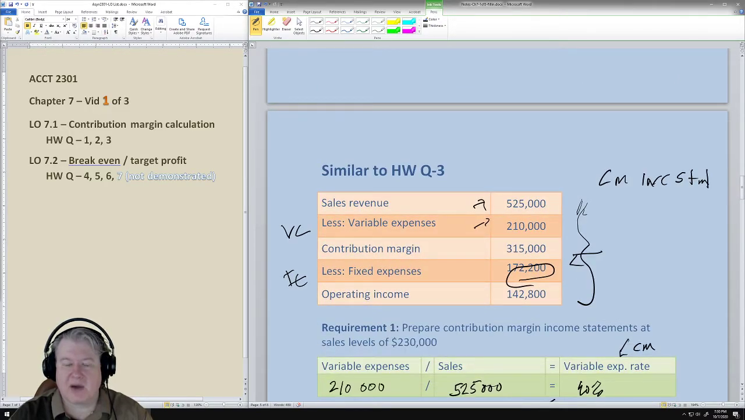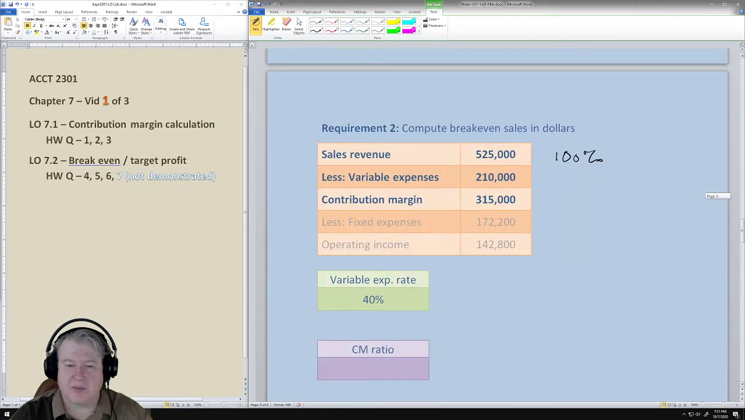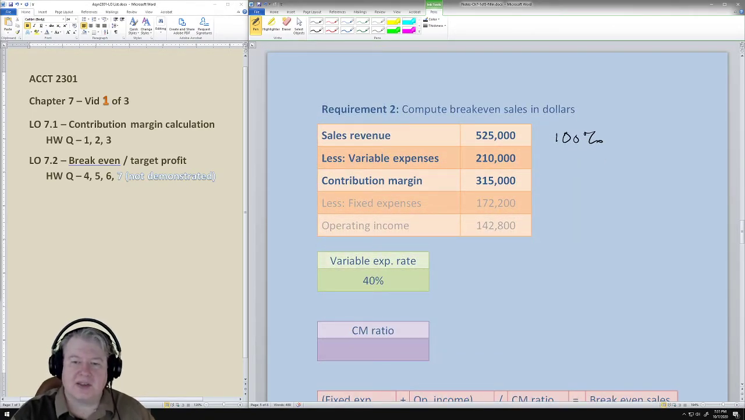So when we come back down here, that's why I've grayed out this fixed expense thing. I'm just looking at if sales is the 100% and variable expenses, and we already figured out that variable expenses was 40%. Well, what must be the contribution margin? It must be the rest of it. So by default, the contribution margin is 60%.